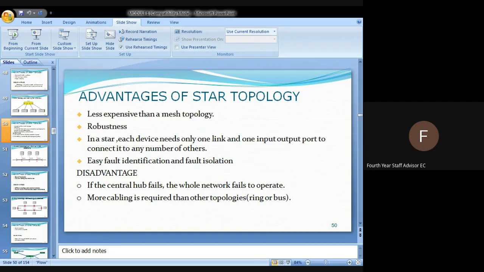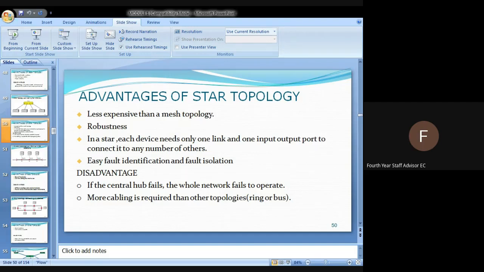Now, what about the disadvantage of this star topology? What happens if that central hub fails to operate? Can we communicate? No. So if the central hub fails, the whole network fails to operate. If the hub goes down, the whole system is dead. That is the disadvantage in the case of star topology.